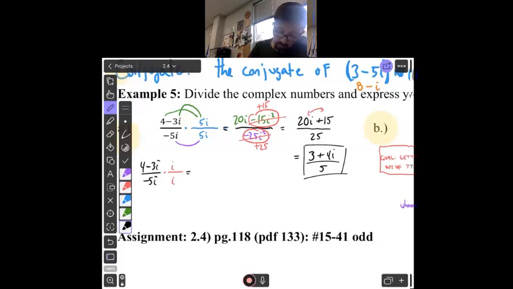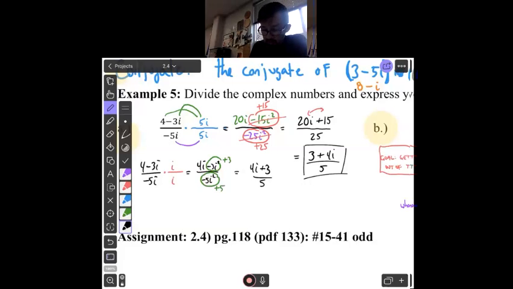So I do that on the top. 4 times i is 4i. Negative 3i times i is negative 3i squared. Negative 5i times i is negative 5i squared. Negative 3i squared is equal to positive 3. Negative 5i squared is equal to positive 5. This gives me 4i plus 3 over 5, which of course I wrote out of order, but we can see that those are the same. Okay.